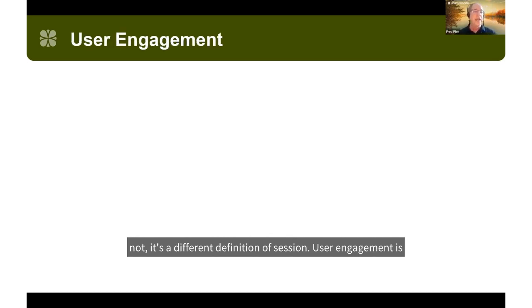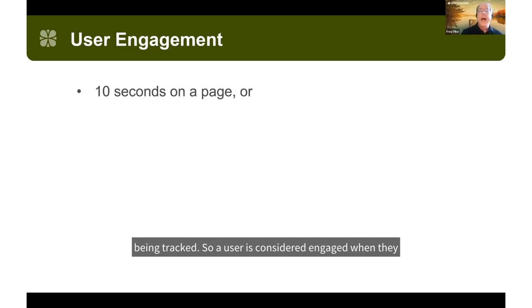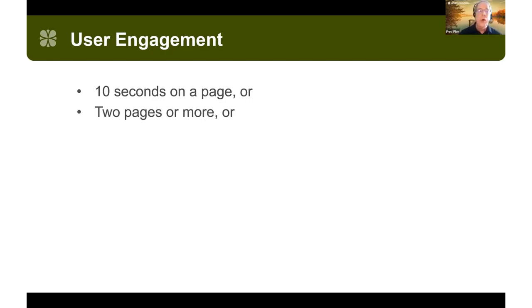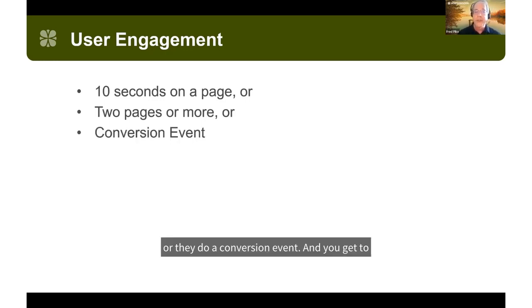User engagement is a brand new concept in GA4, a concept that's actually being tracked. So a user is considered engaged when they spend 10 seconds or more on a page, or they view 2 pages or more in that session, or they do a conversion event. And you get to define what that conversion event is. But if they purchase something, for example, and that's a conversion event, then they are considered an engaged user.